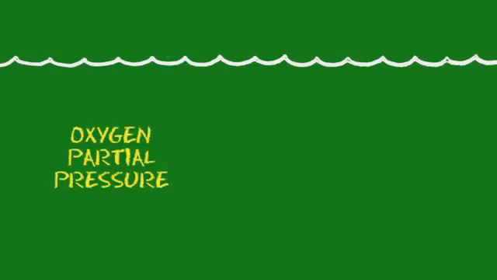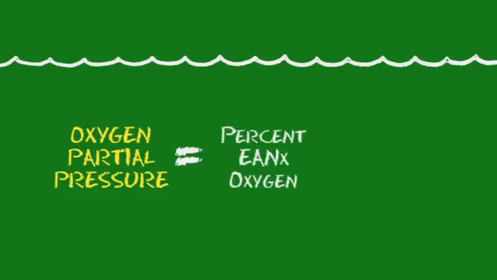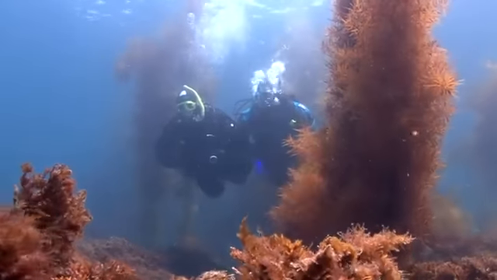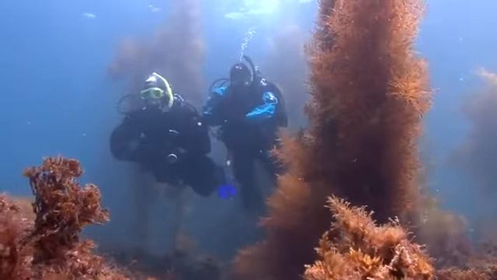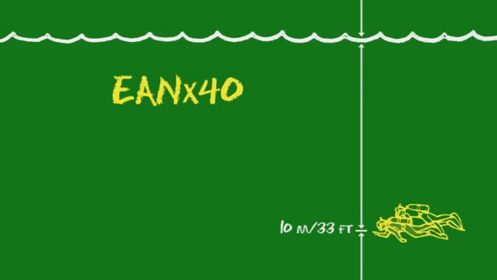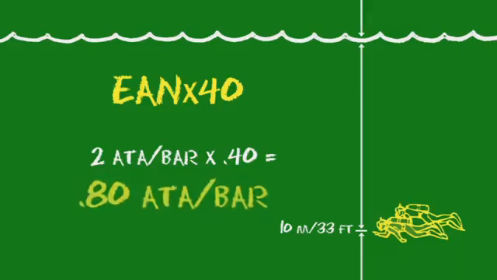The oxygen partial pressure is simply the percentage of enriched air oxygen, written as a decimal, times the pressure at depth in ATA bar. Don't worry, your computer does the math for you, but you need to understand what it's telling you. Suppose you dive to 10 meters 33 feet using Enriched Air 40. At 10 meters 33 feet, the pressure is 2 atmospheres or bar, 1 of air and 1 of water. 40% oxygen is written 0.40, so your computer would calculate 2 ATA bar times 0.40 equals 0.80 ATA bar PO2.